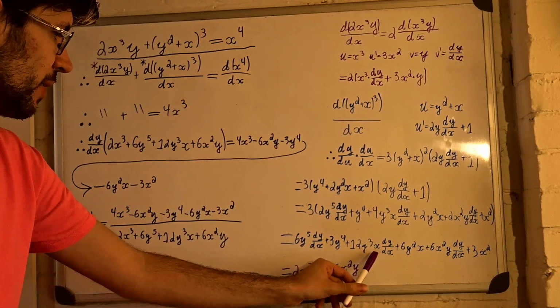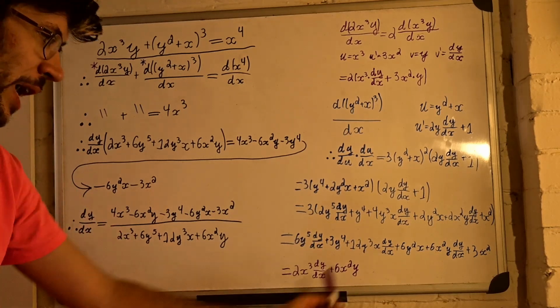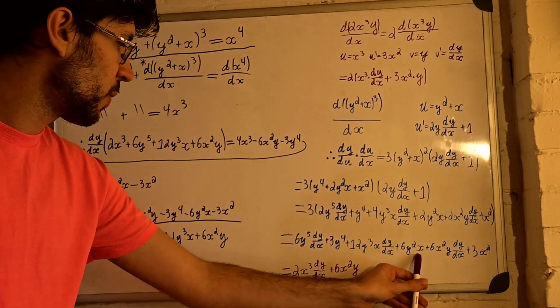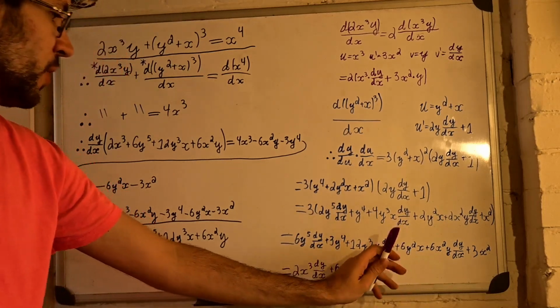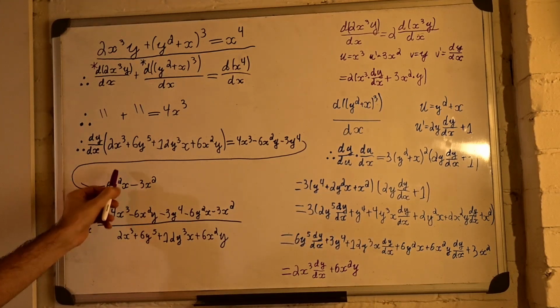12y cubed x times dy over dx, big old thing. It has dy over dx, so we're not going to touch it. We're going to leave it as is. 6y squared x does not have dy over dx, so we're going to move it to the right side. This is where it is right here, minus 6y squared x.